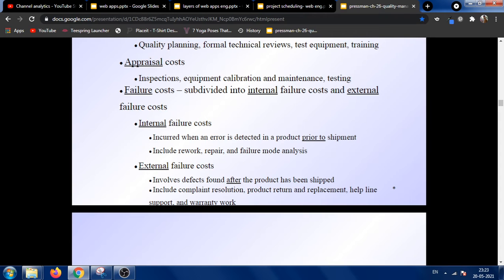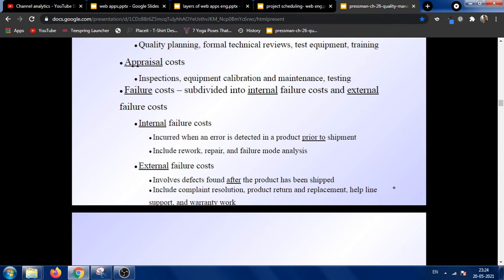And then failure cost. What is the failure cost? It happens that a failure may occur. If that failure occurs, we have to find out the reason for the failure, and you have to accept the failure and find out how to improve or how to come out of the failure. There we have two types of cost, which are the internal failure and the external failure cost. What is the internal failure cost?